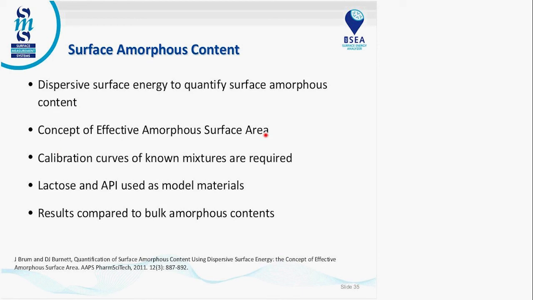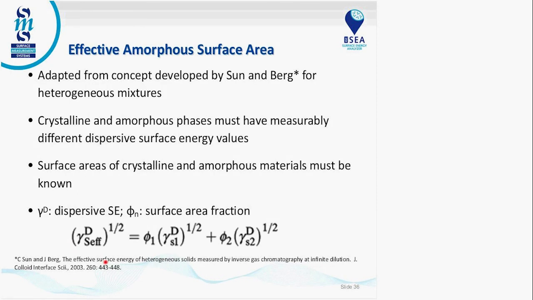You have to apply a concept called effective amorphous surface area. You do need calibration curves of known mixtures. We're going to use some lactose and an API as model materials. Essentially, what you need is the surface area fraction of amorphous and of crystalline. You need to measure the surface energy of the raw materials, the surface energy of the amorphous and of the crystalline material. If these are different enough in energy, you could use this to calculate or predict what the surface energy would be, and we'll compare that with the actual measured values on the next slide.